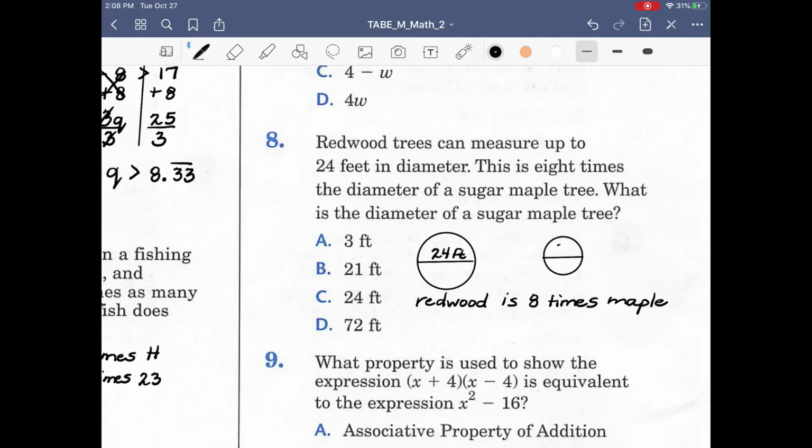And they want us to find the diameter of the sugar maple. So 24 is 8 times the maple. To solve that, we're going to divide both sides by 8. So the maple turns out to be 3 feet. 24 divided by 8 is 3.